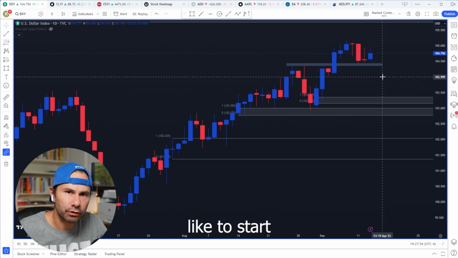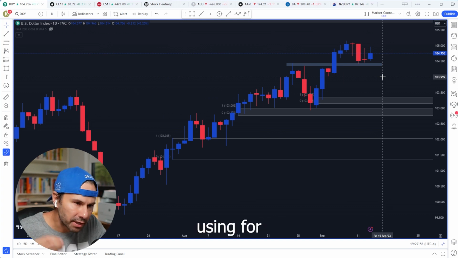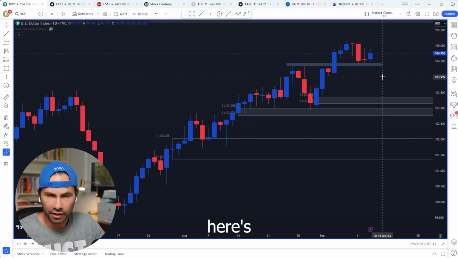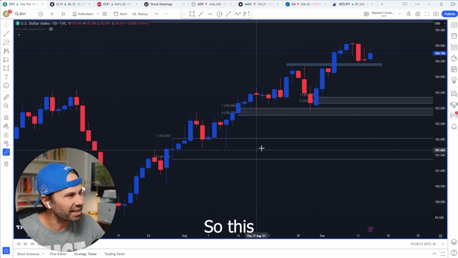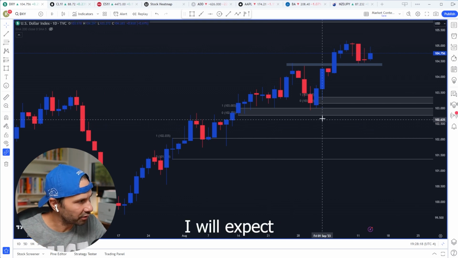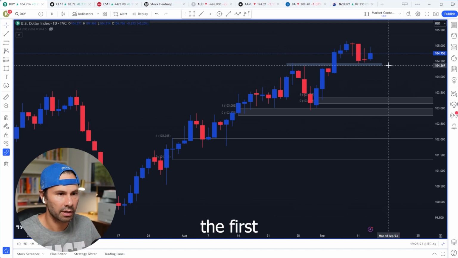I always like to start with the dollar because the dollar is the one and only auto enhancer that I've been using for years now, and it gives me a good direction for the market. If you see here, here's the daily chart on the dollar. You see the long bias, right? So this gives me a little bit of a default mode for my trading in the equity markets. I will expect the dollar to go up until it starts breaking down. So that's the first assumption that I have when I sit down here in the morning.